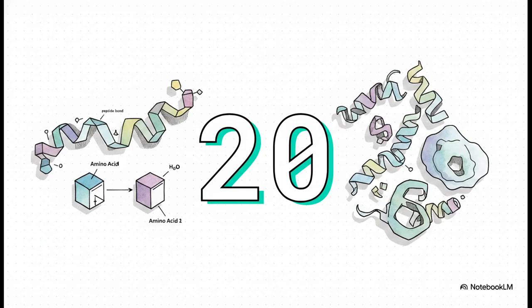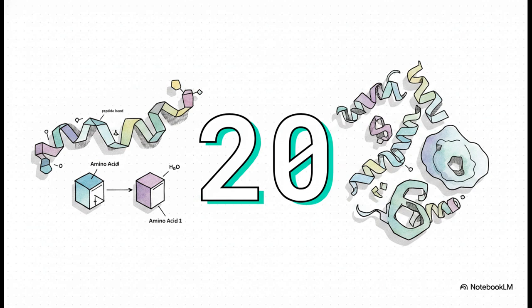And here is a completely staggering number to consider: 20. Absolutely every single wildly different complex protein in your entire body is built from a menu of just 20 possible ingredients. We call these ingredients amino acids.